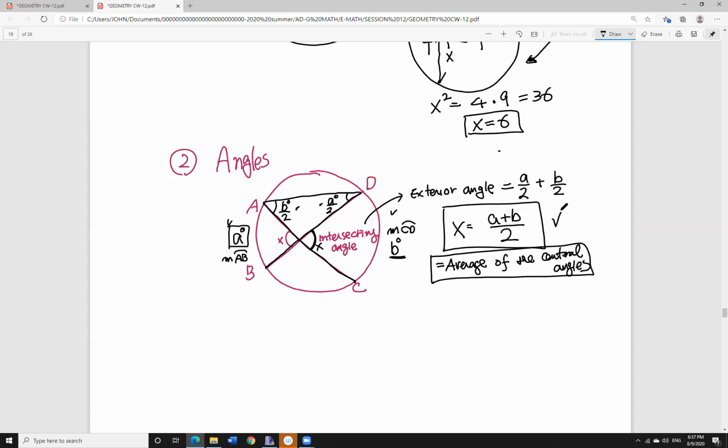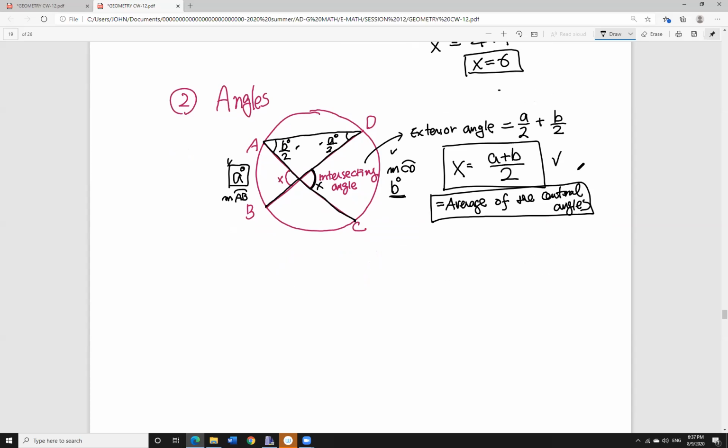Yes, just average or sum of the angles and divided by 2. That's it, for examples.